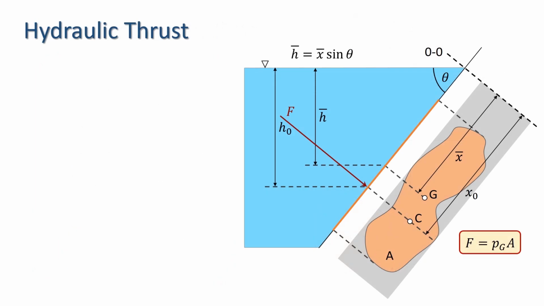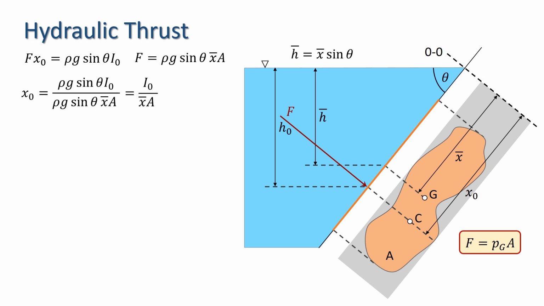Coming back to our irregular area A, we established that F x0 equals rho g sine theta times I0, and earlier we found that the magnitude of the thrust F is rho g sine theta x bar times A. Thus we can find an expression for x0 in terms of the second moment of area about OO, x bar and A. We can apply the parallel axis rule I just mentioned to rewrite x0 in terms of the second moment of area about the centre of gravity, x bar and A.